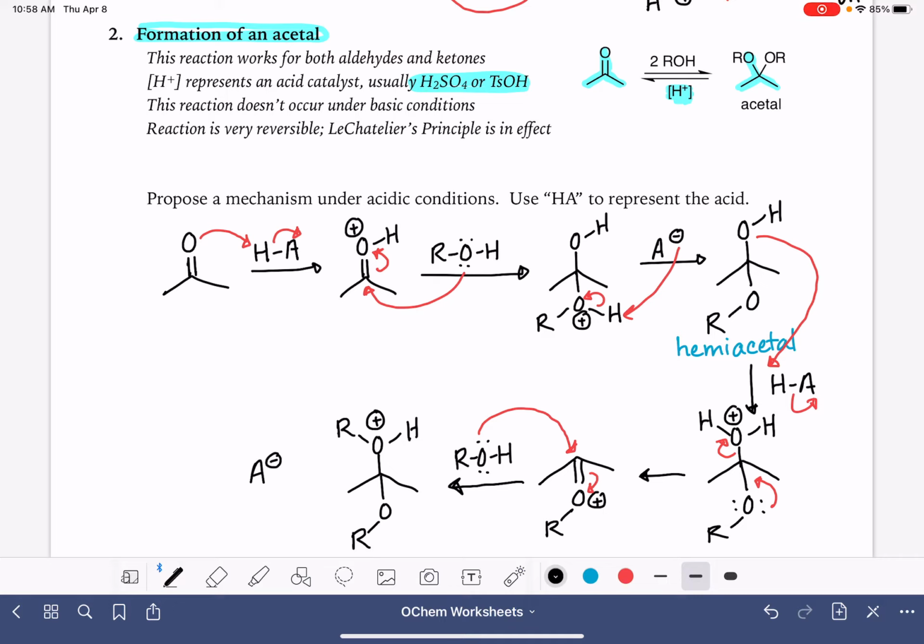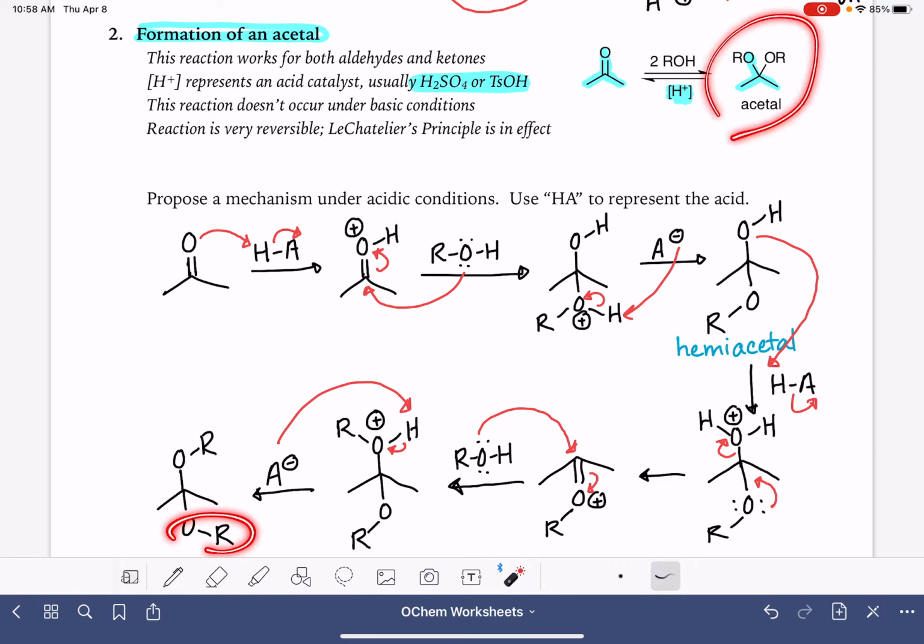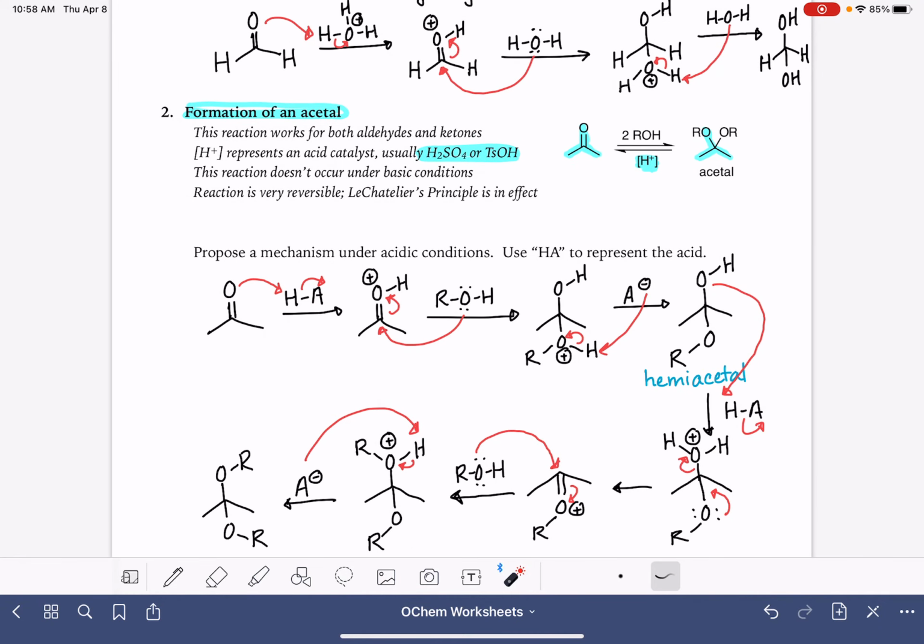Again, for the deprotonation, we've got a lot of stuff available to us. We could use the A-. I'm just showing it being done with A- again, but we could use another alcohol for the deprotonation. We could use water for the deprotonation. And here we now have the acetal. It looks a little different from the drawing because I have my OR groups on opposite sides of the molecule, but it is the acetal molecule.